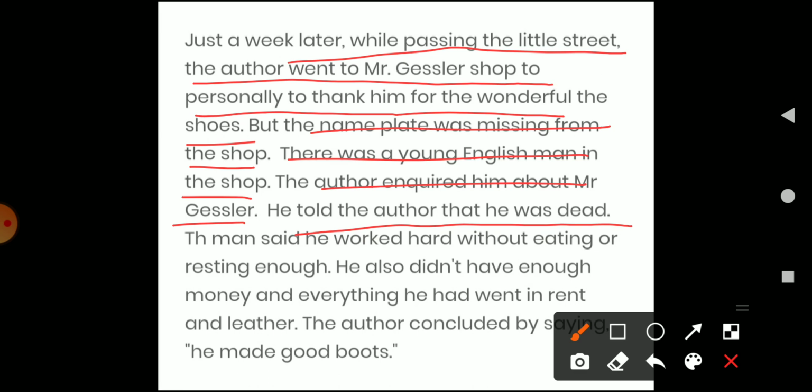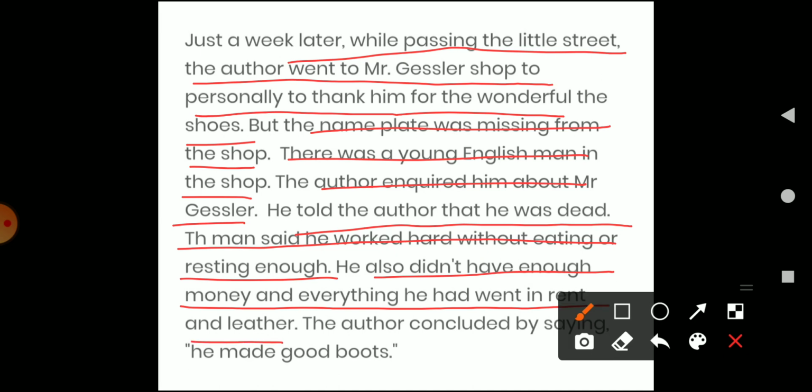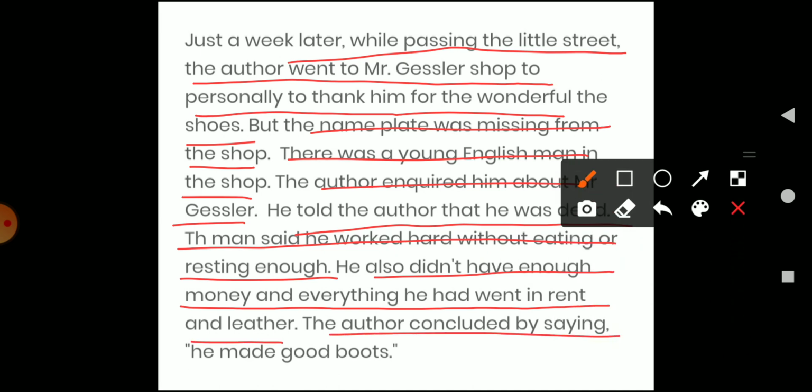So when he asked him, he got to know about the death of the shoemaker, Mr. Gessler. The man said he worked hard without eating or resting enough. He also didn't have enough money, and everything he had went in rent and leather. The author concluded by saying he made good boots.